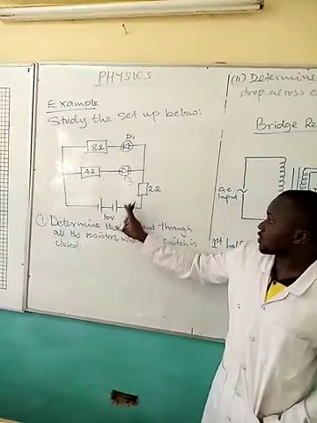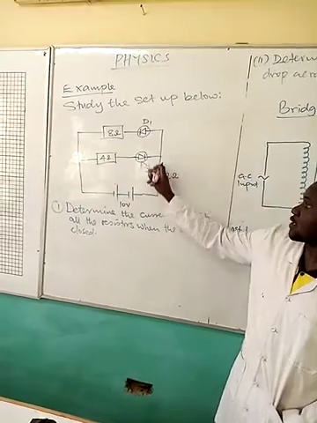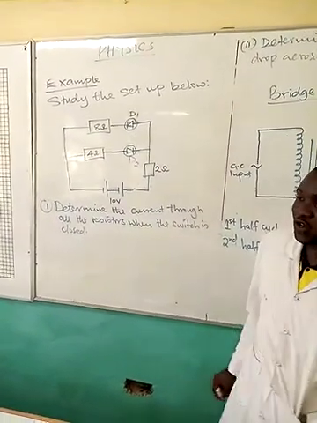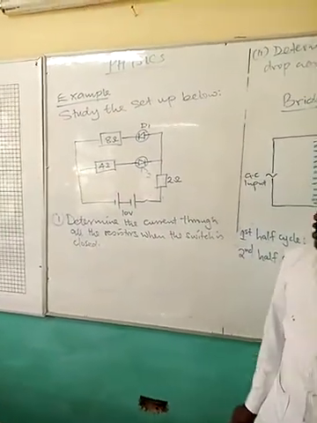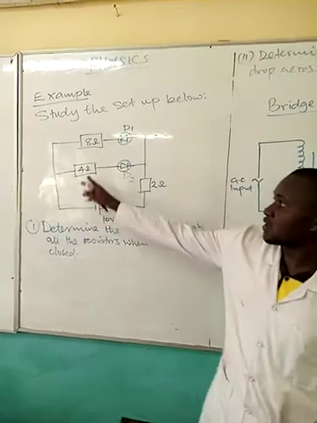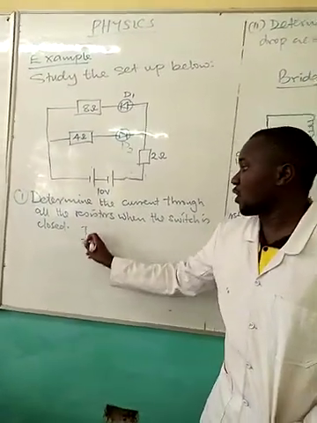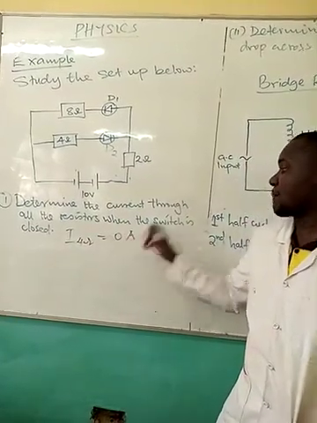When the switch is closed, of course we expect current to flow, and current will flow, but then we realize that D2 is going to be reverse biased. So no current will enter through diode D2, and in that case no current will enter through the 4 ohm resistor. Therefore the current through the 4 ohm resistor automatically is going to be 0 amperes.